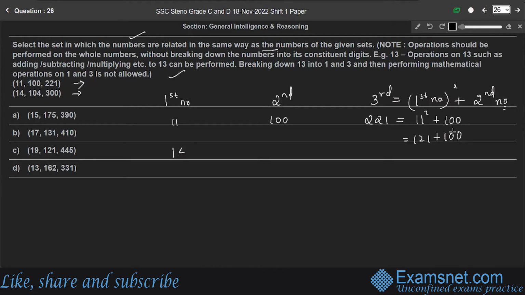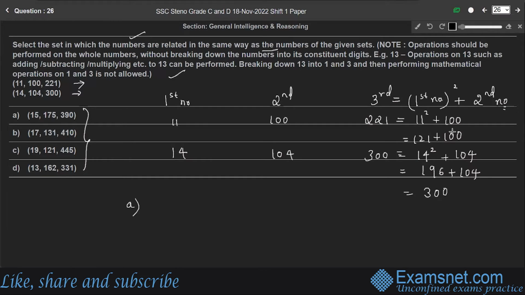Similarly, the second set of numbers. Here the first number is 14, the second number is 104, and the third number is 300. So here 300 can be written as the first number square, 14 square, plus the second number, 104, since 14 square is 196, plus 104 is equal to 300. So among the four options, which option follows the same logic?